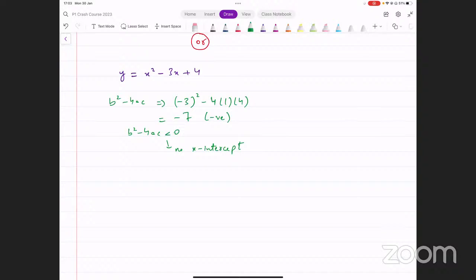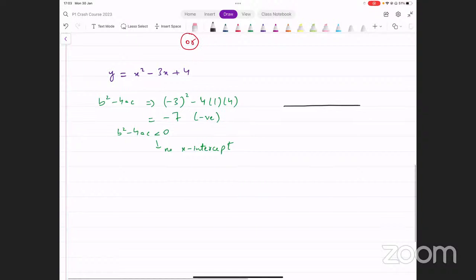Now, there could be two possibilities from this. One possibility could be that your graph looks like this, that the whole graph lies above the x-axis. That is the one that we want. But it could also mean that the curve looks like this, because this curve also does not have any point of intersection with the x-axis. So it could be either this case or this case. So this is not enough.